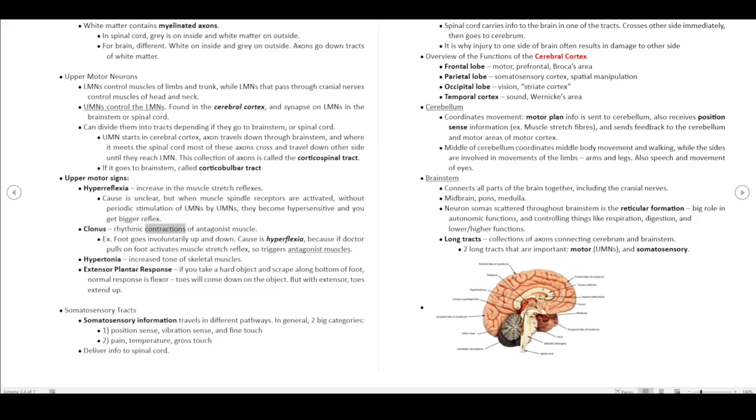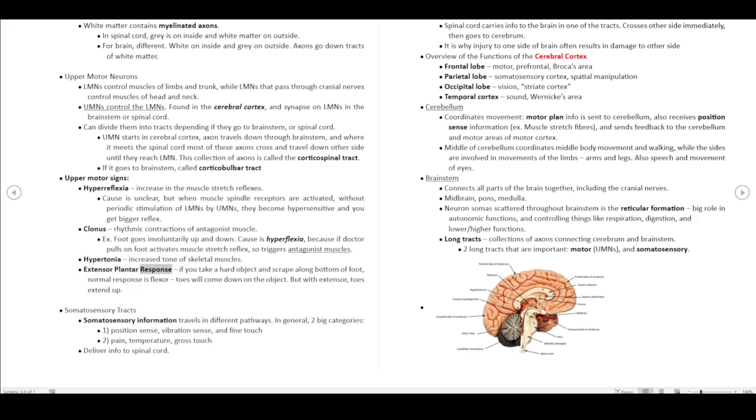Clonus, rhythmic contractions of antagonist muscle. Example: foot goes involuntarily up and down. Causes hyperreflexia, because if the doctor pulls on the foot it activates the muscle stretch reflex, so triggers antagonist muscles. Hypertonia, increased tone of skeletal muscles.